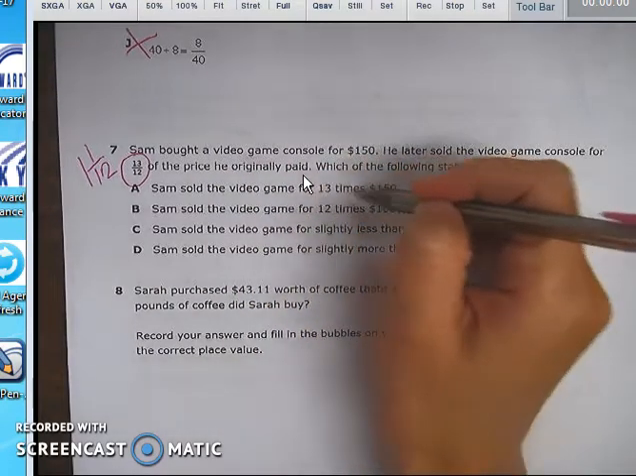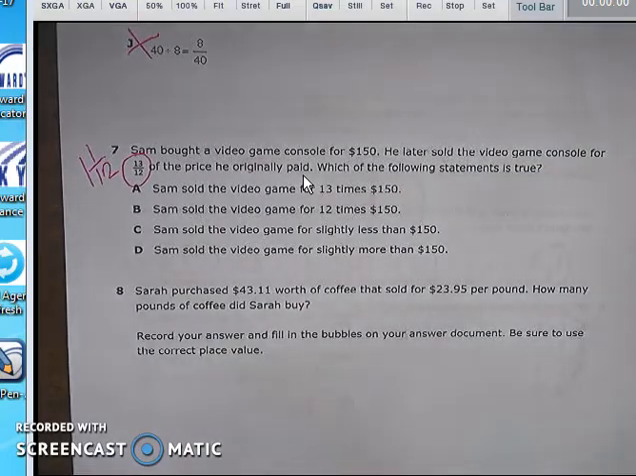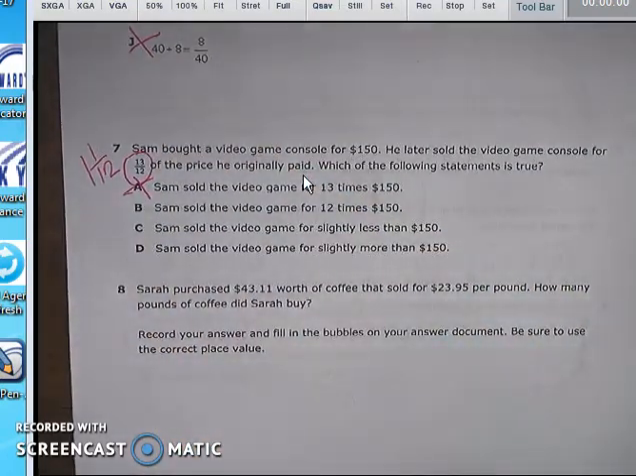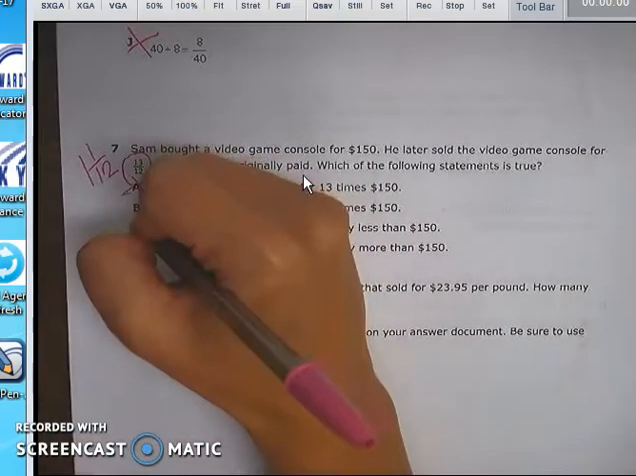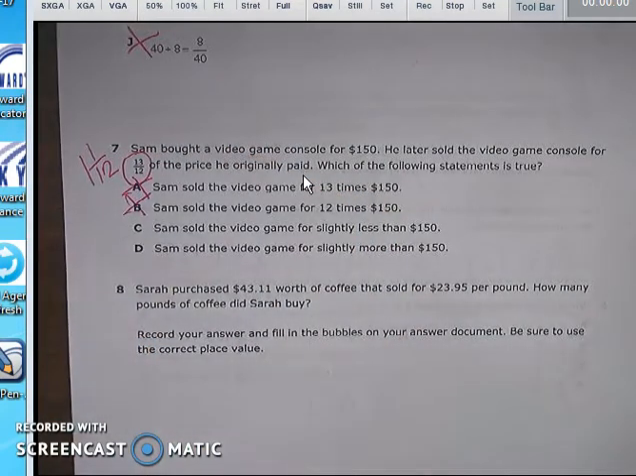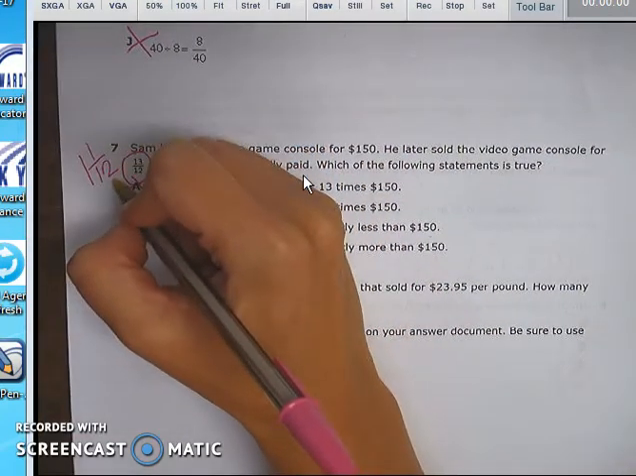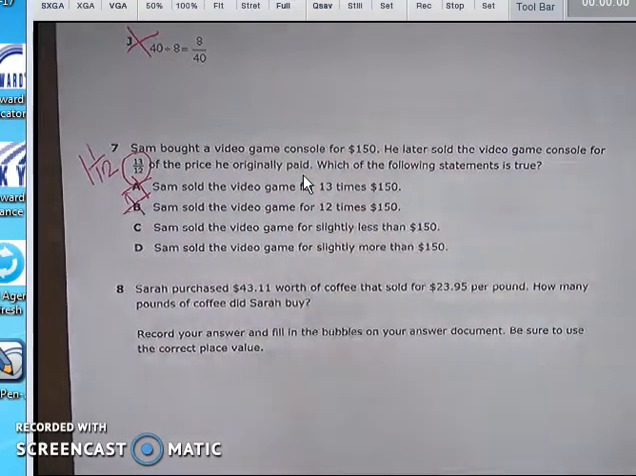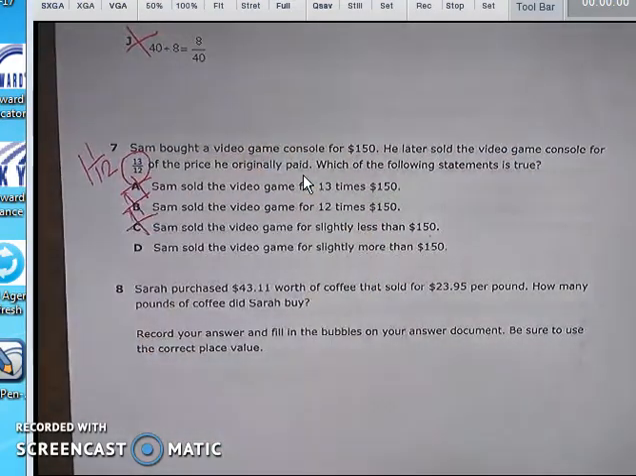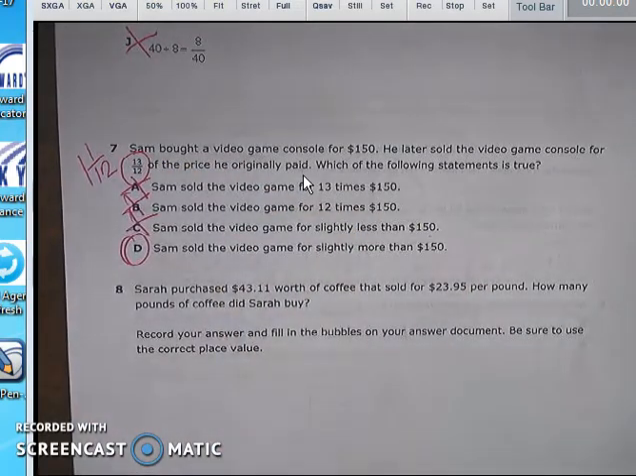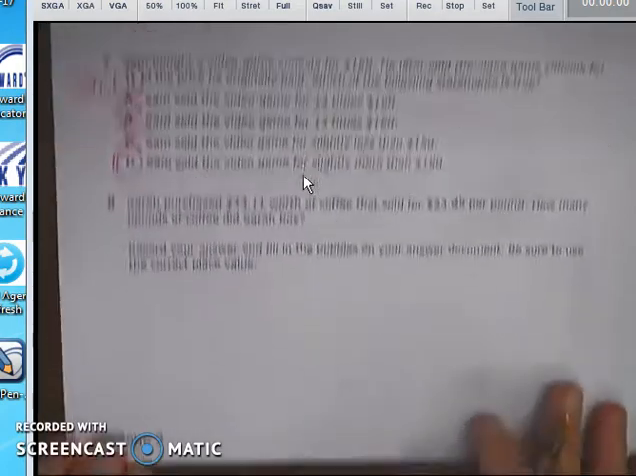Sam sold the video game for 13 times more. No, 1 1/12 times more. Sam sold the video game for 12 times. No. Sam sold the video game for slightly less than $150. No, he sold it for 1 1/12 more than he paid. Sam sold the video game for slightly more than $150. Yes. Once again, no work was necessary.